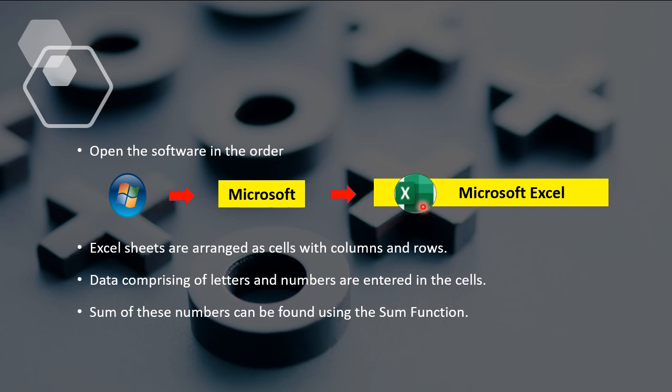applications. Alright, so as we already said, Excel sheets are arranged as cells with columns and rows. Data comprising of letters and numbers can be entered in the cells. And some of these numbers can be found using the sum function. These are the things that we have learned in our 4th standard. So let's make just a recall of all these facts once again. Alright.